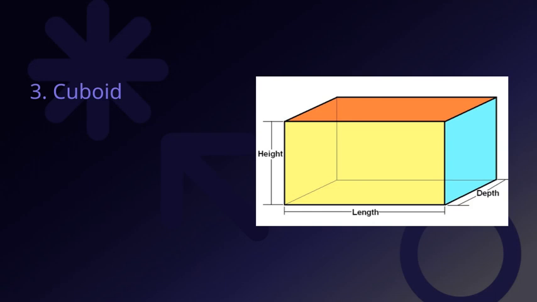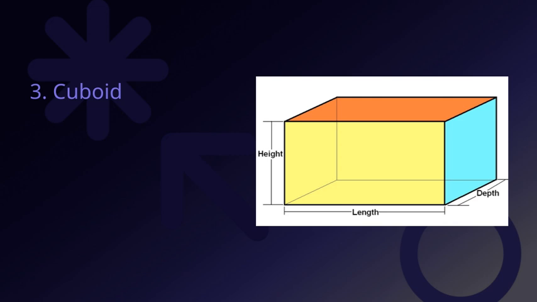Now let's take a closer look at the cuboid. The cuboid is a 3-dimensional shape, and you might also hear it called a rectangular prism. What makes it interesting is that it has 6 faces, all of which are rectangles. These faces come together at right angles, giving it that classic box-like shape. One of the key points to remember is that the cuboid has 3 pairs of opposite faces that are equal in size.